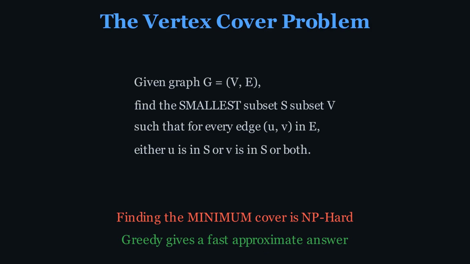In theoretical computer science, minimum vertex cover is a classic NP-hard problem. That does not mean it is impossible to solve on small graphs, but it does mean we should not expect a fast exact method for every large input. So in practice, approximation algorithms become valuable. They trade exact optimality for speed, simplicity, and predictable quality.